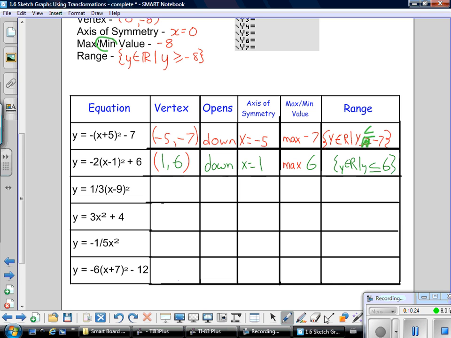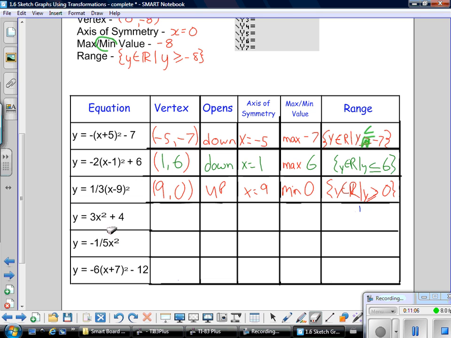Okay, now look at the next example. We have 1/3 and the x has been opened up, so it's going to be a +9. Nothing's been added or subtracted, so that means it's 0. It opens up this time. We have an x value for axis of symmetry of 9. This time, because it opens up, we have a minimum value, and it is going to be 0. And our range this time, y is in the set of real numbers such that it has to be greater than 0, because I've got a minimum value.